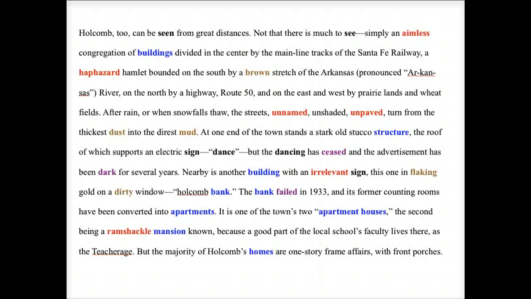Take us to our next step, anomalies, right? Remember, anomalies is something that doesn't fit what you have found already in the text. So going back and looking at our marked version of the second paragraph, something I notice now, once I'm done, that doesn't fit is this sentence right here, bounded on the south by a brown stretch of the Arkansas River, on the north by a highway, Route 50, and on the east-west by prairie lands and wheat fields. Oh, I noticed there's something going on here with highways, streets. I missed that the first time.